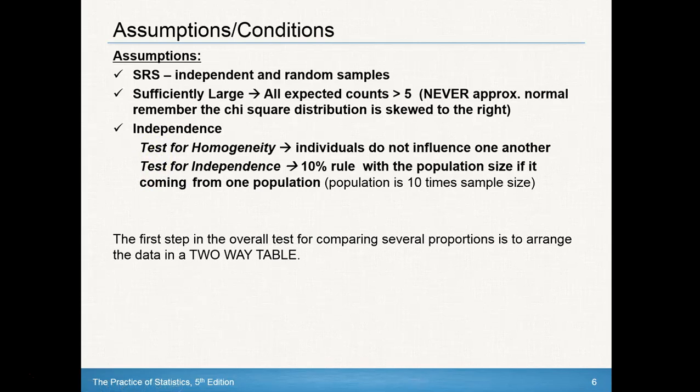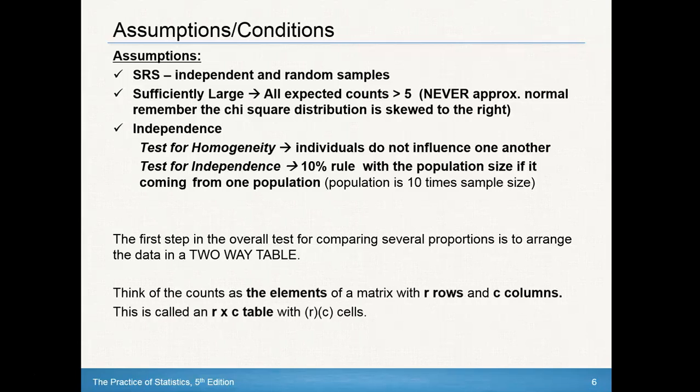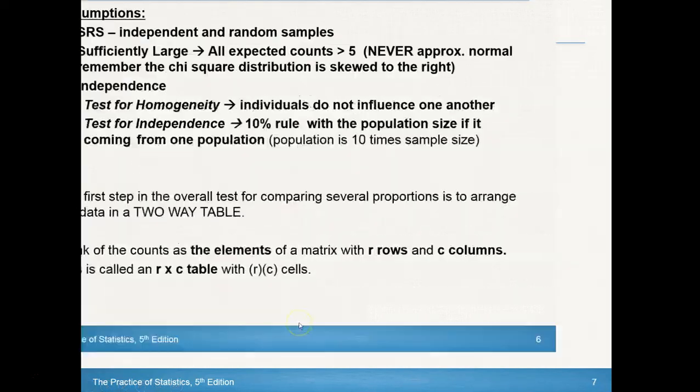The first step in the overall test for comparing several proportions or distributions is to arrange your data in a two-way table. So a two-way table just means I have more than one row and at least two columns. So think of the counts as the elements of a matrix, with R as my rows and C as my columns. So it's going to be called an R by C table. R is your number of rows, C is your number of columns, so it has R times C cells.